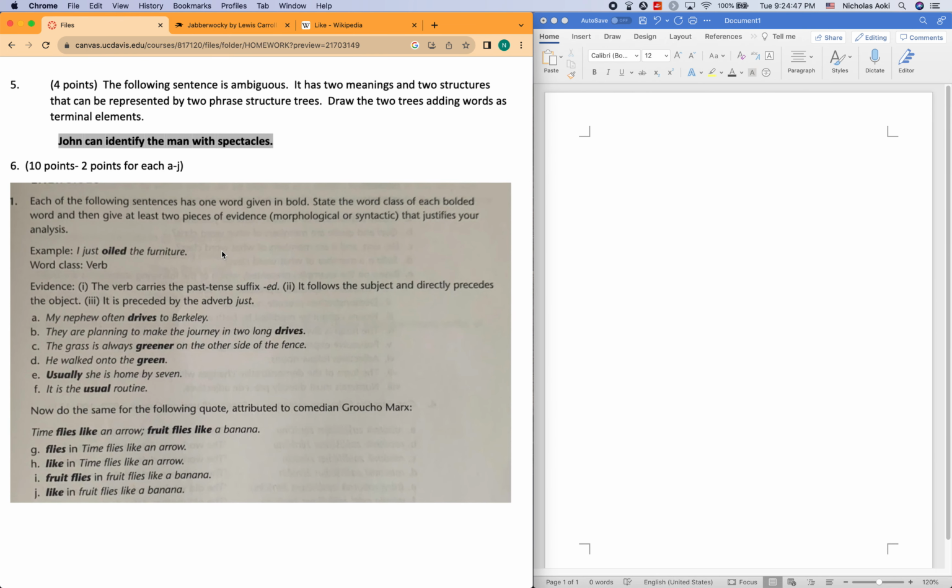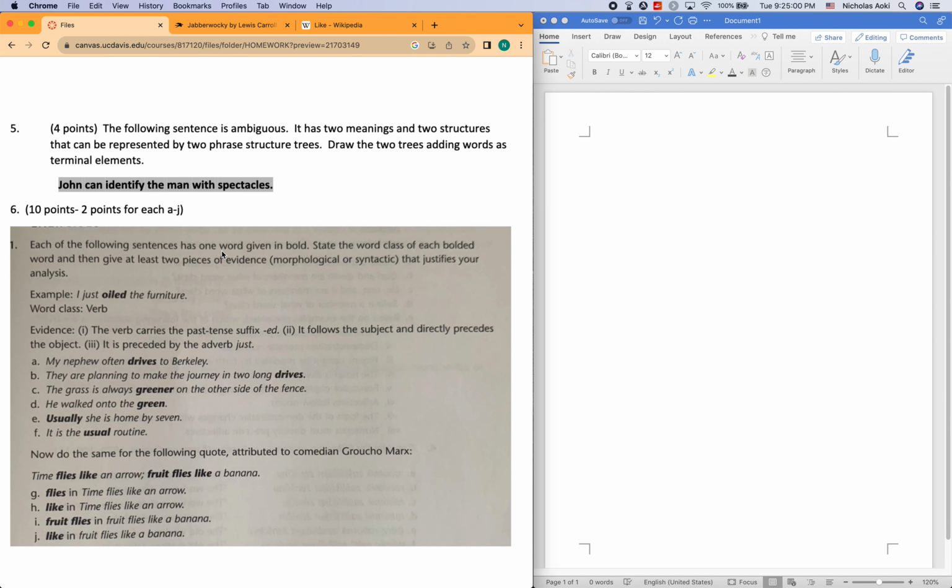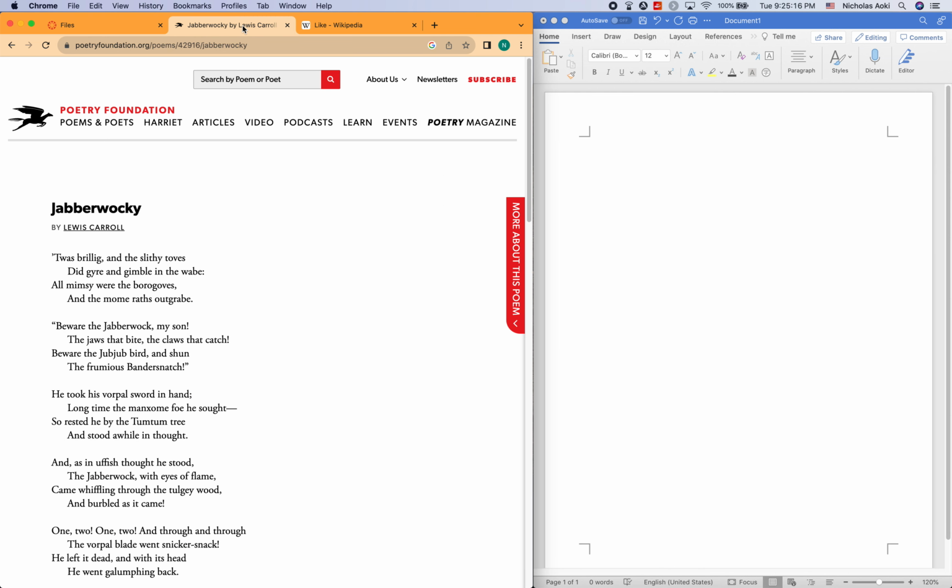So question 6 gives you different sentences with words in bold and asks you to state the word class of the bolded words using both morphological or syntactic evidence. And the idea here is that words from the same categories tend to behave similarly in terms of both morphology and syntax. And we can use this evidence to guess what the category of the words are. A classic way to illustrate this idea is with the Jabberwocky poem.